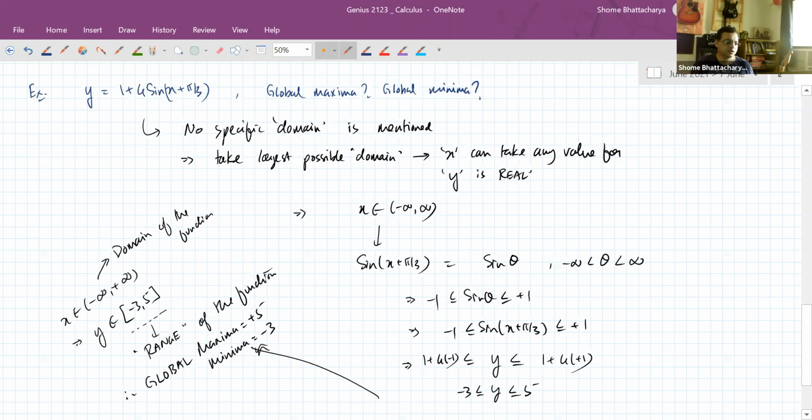Another way of expressing global maxima and global minima as definitions is that it is just the endpoints of the range. That is, whatever set of values the y, or the dependent variable, takes in the function, it is the upper and lower limit of that. So this is the specific term global maxima and global minima. As you can see, it is not really defined in terms of anything to do with calculus.